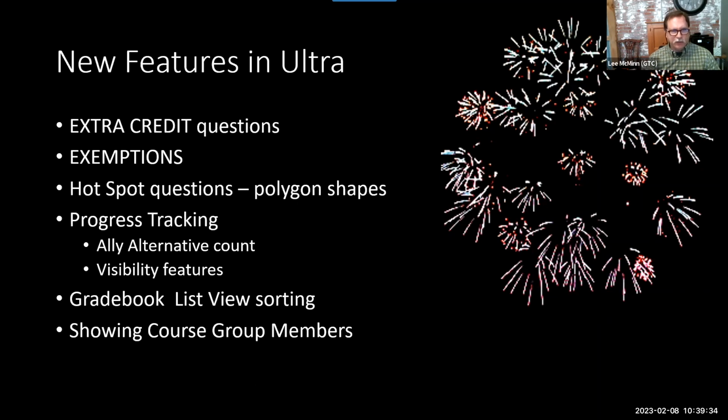And some other visibility features. Gradebook list view sorting. At the main level of the gradebook, you can now sort by just about every column. And then the last thing I'm going to quickly show you is course group memberships. It used to be that when you were in a group in a Blackboard course, you could not see who else was in your group. Now you can. Again, you can only see the membership of the groups you're in, but at least you can see who your other members are. So we're going to take a quick look at that.